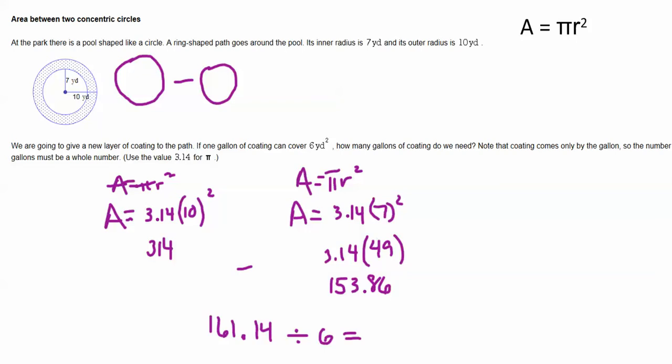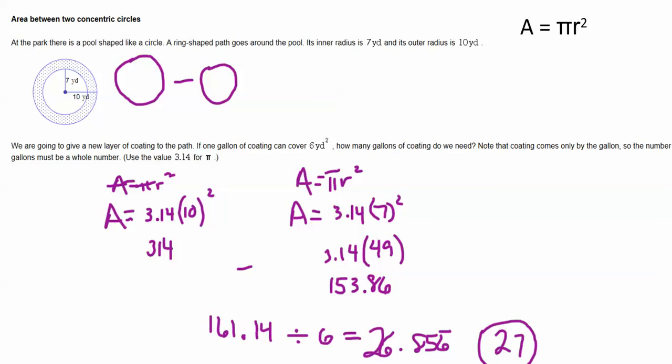So 161.14 divided by 6 gives us 26.856 repeating. Okay. And it says that the coating only comes by the gallon. So we can't buy 0.856 repeating parts of a gallon. We have to either buy 26 gallons or 27 gallons. If we only buy 26 gallons, we're not going to be able to coat the entire path. Okay, so in this particular problem, we're going to have to round up. So our answer here is 27 gallons will need to be purchased.